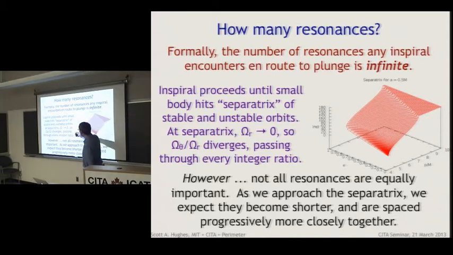What we find is that on the separatrix, the radial frequency actually goes to zero. And so the ratio omega theta to omega r diverges, passing through every integer ratio on the way. Now, not all of these resonances are going to be equally important. As we approach the separatrix, they become shorter-lived and more closely spaced. And so the real interesting question is, do we hit them far enough out in the inspiral that we care about them?